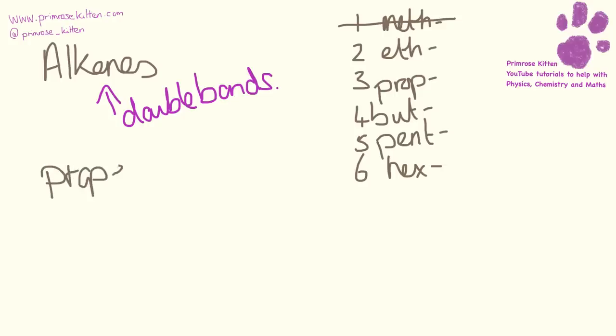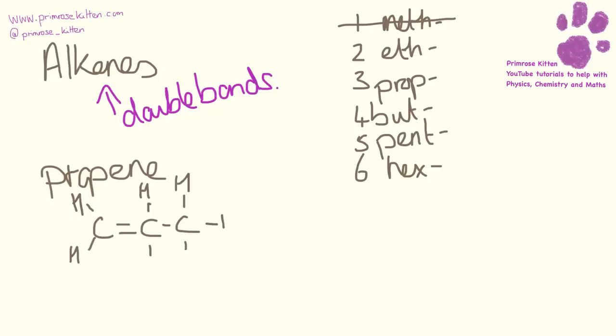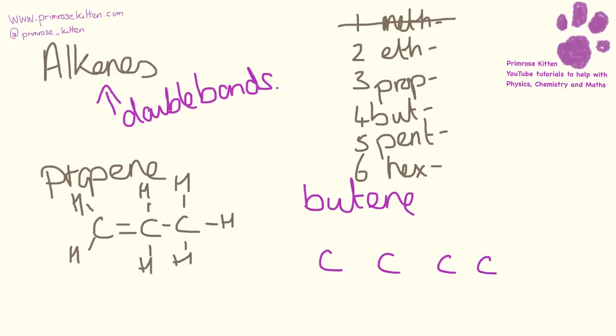So if we look at propene, carbon, carbon, carbon, we need a double bond. Carbon can make four bonds, so the first one already has one, two, three, four. Second one already has one, two, three, four. One in there, two, three, four. And because it's a hydrocarbon, only has hydrogen and carbon in, so we can fill the rest up with hydrogens. If we were going to go on and draw butene, one, two, three, four carbons, double bond, doesn't matter where it goes. Four on that one, four on that one, four on that one, four on that one.